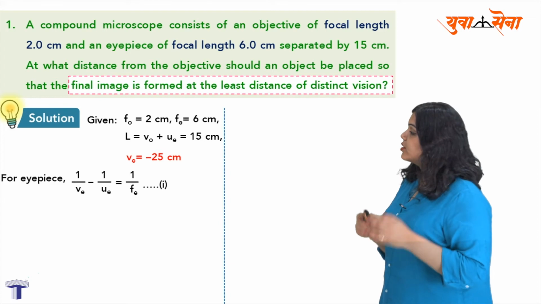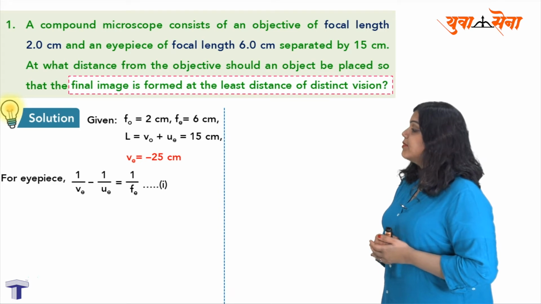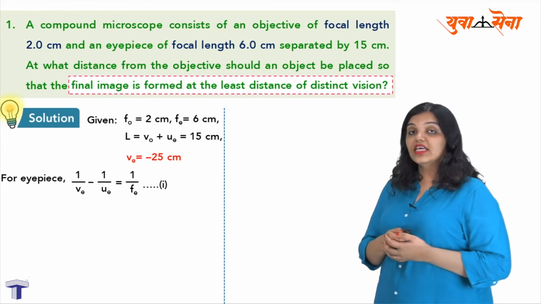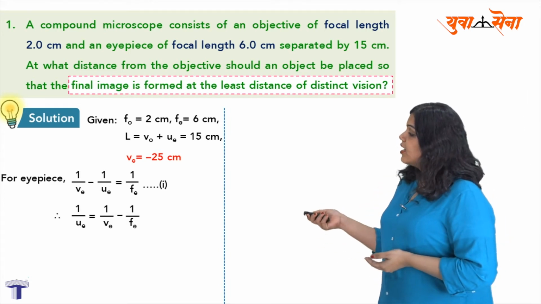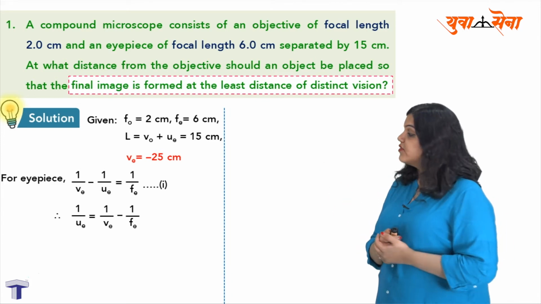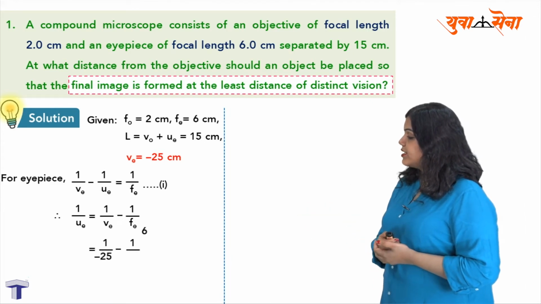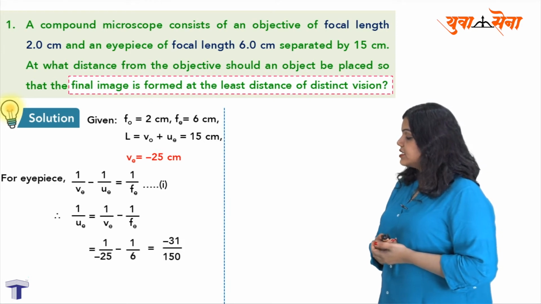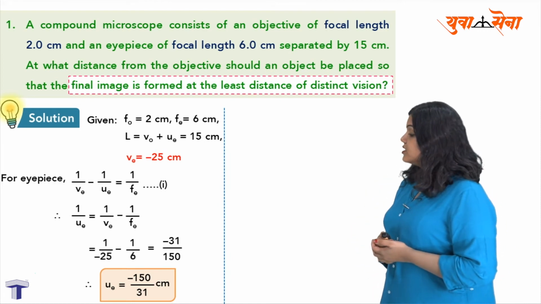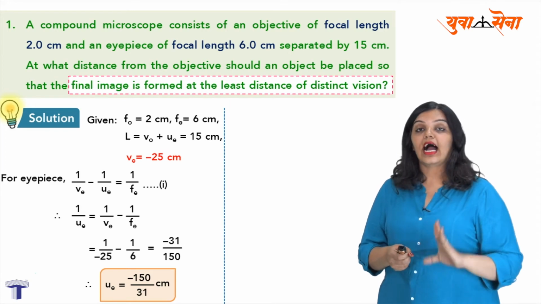So I start solving. I write down the formula for the eyepiece that we already know. That is 1 upon VE minus 1 upon UE is equal to 1 upon FE. What we want to find is the object distance for the eyepiece, and therefore I take 1 upon UE to one side and write 1 upon UE is equal to 1 upon VE minus 1 upon FE. Now we can put the values. We already know that VE is minus 25. We know that FE is 6 centimeter, and if I solve this, I get UE is equal to minus 150 upon 31 centimeters. That is, I have got the object distance in case of the eyepiece.